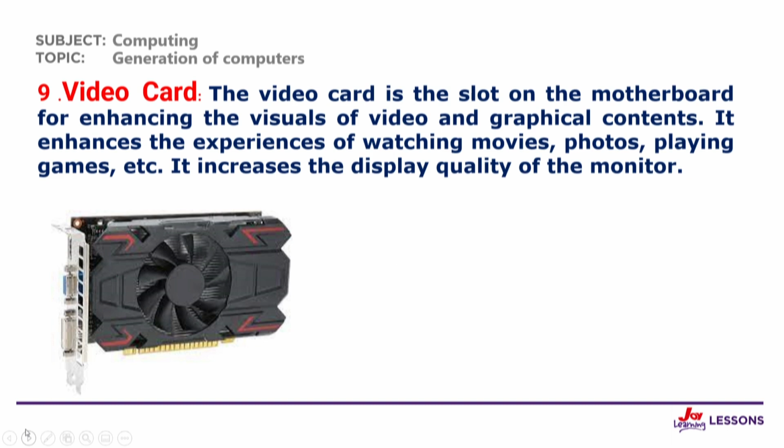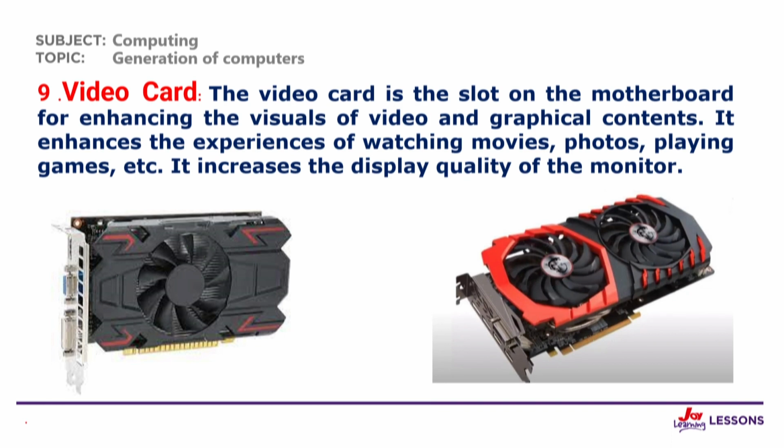It increases the display quality of the monitor. So we have a video card. Anytime we can see information on the monitor, then that monitor has to be connected to a device called a video card. The video card is connected to this connector, that's the VGA cord. The blue cord here is called the VGA cord. This one is connected to the video card. Then it helps the monitor to display the information. So these are examples of video card.